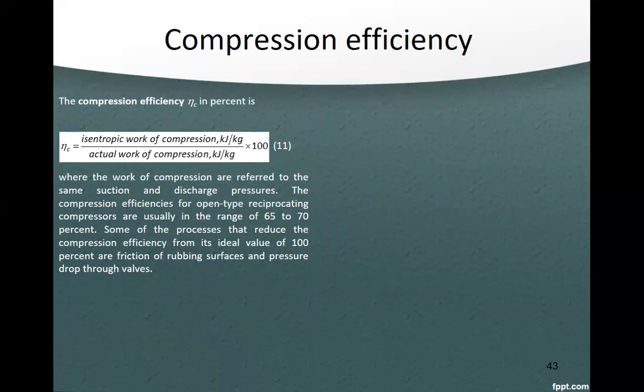Now, compression efficiency. The compression efficiency in percent is the isentropic work of compression divided by the actual work of compression times 100, where the work of compression are referred to the same suction and discharge pressure. The compression efficiency for open type reciprocating compressors is usually in the range of 65 to 70%. Some of the processes that reduce the compression efficiency from its ideal value of 100% are friction of rubbing surfaces and pressure drop through valves.